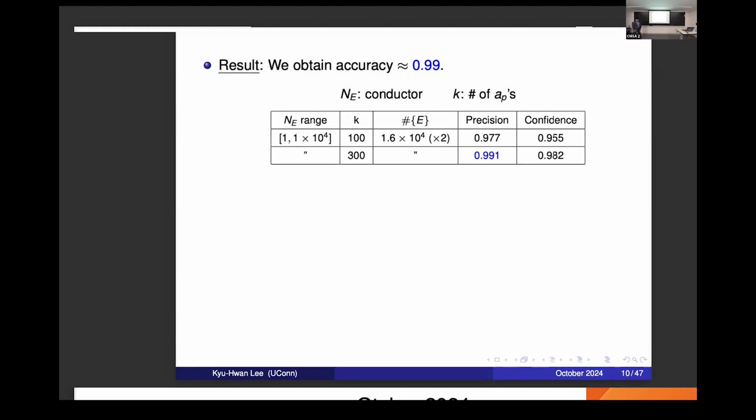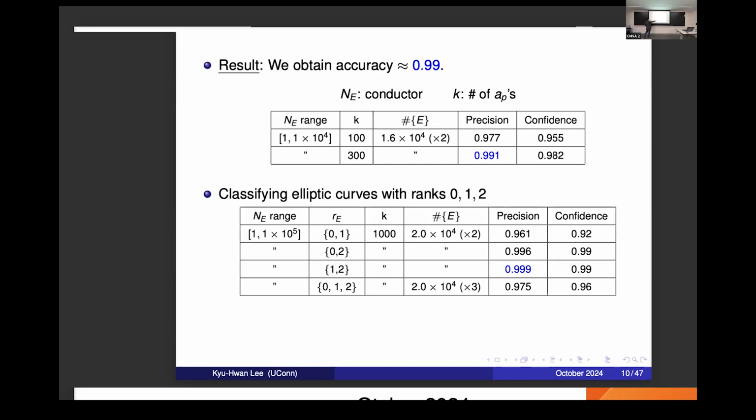Here are more details. If we choose 300 APs, then the precision is 99%. If we reduce the number of primes to 100, then the precision is now 97.7%. It's still very high, slightly smaller. Then we also did an experiment classifying elliptic curves with ranks 0, 1, or 2. It's not binary classification anymore, but the others are binary classification. Anyway, we did some experiments, and all the time we got very high accuracy. In particular, distinguishing rank 1 curves from rank 2 curves was the easiest.